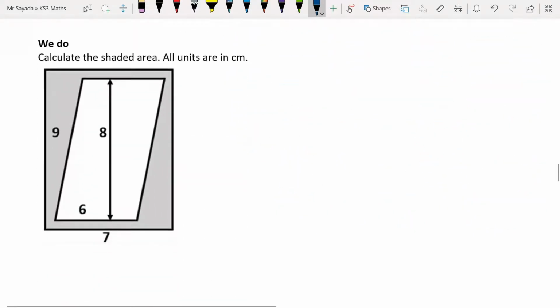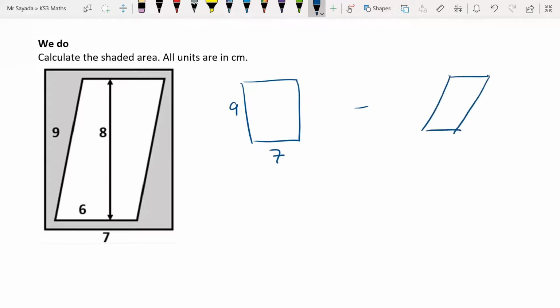You're going to try an example now. Pause the video to try this question. Press play once you've done it. You should have now tried this question. Let's go through it. Mark your work as we go through it. So we've got the rectangle, which is a 9 by 7, and we're minusing from that this parallelogram here, which is a 6 with a height of 8.